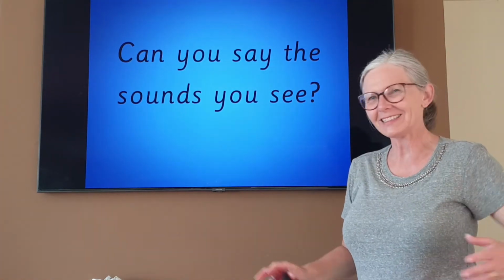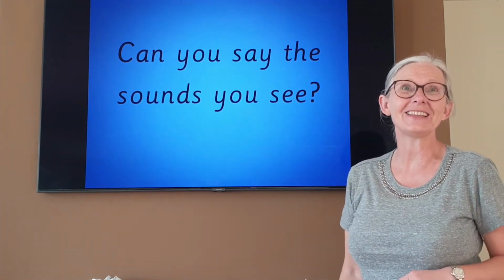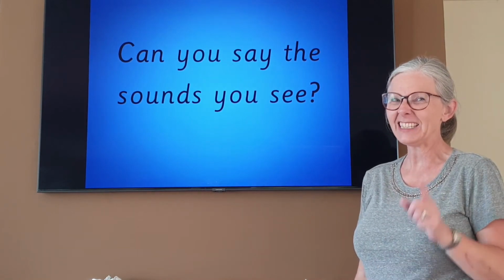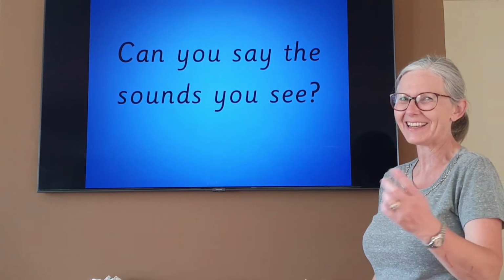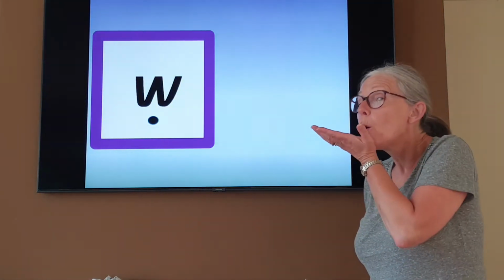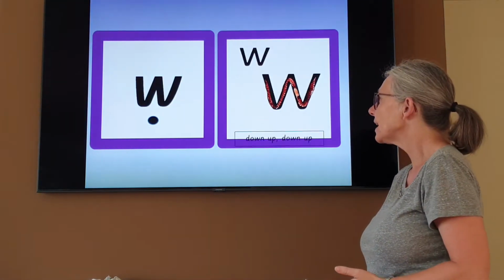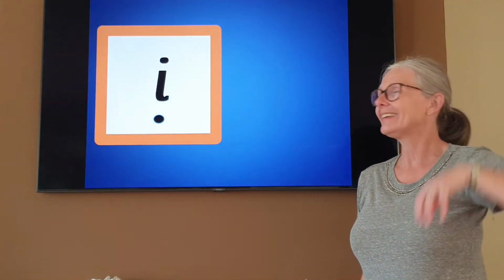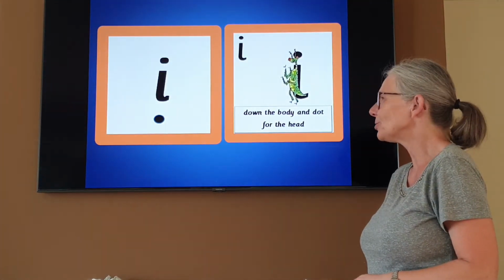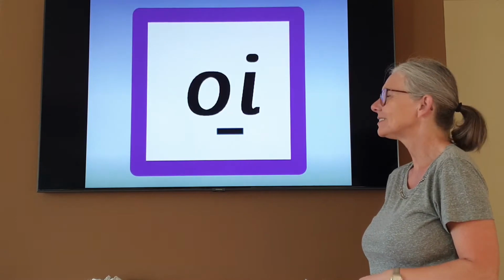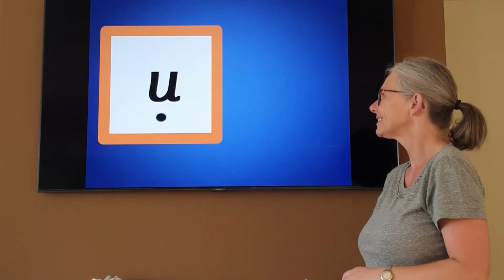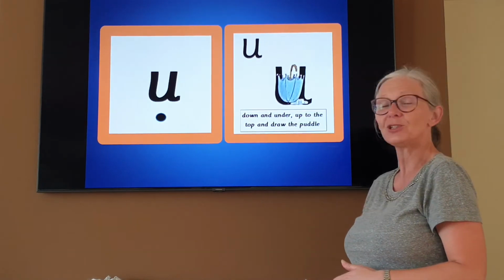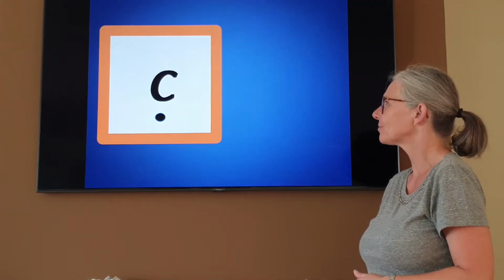Pop your pencils down and stand up because you are going to say the sounds that you see. Remember, say them before I do, and don't forget to show me those actions. Here we go. Down, up, down, up. I. Down the body and dot for the head. Oi. Up. Down and under, up to the top and draw the puddle.